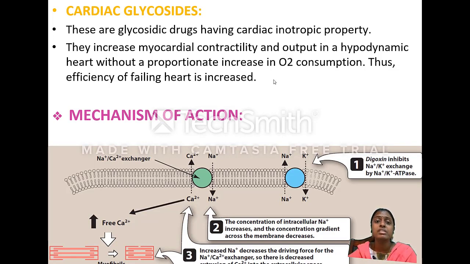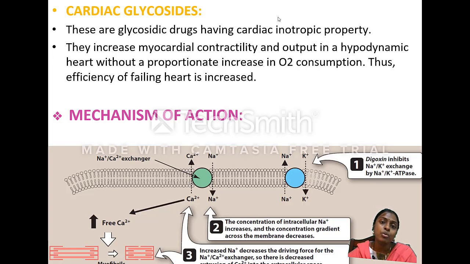Why are we calling this inotropic? It affects our ions: sodium, calcium and potassium. That's why we call them cardiac inotropic drugs. Okay, so the main drug of this group is Digitalis.